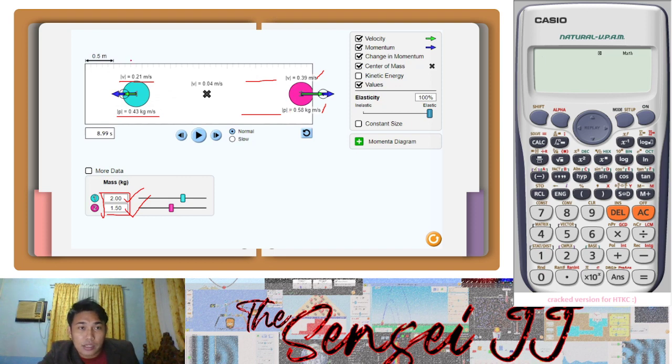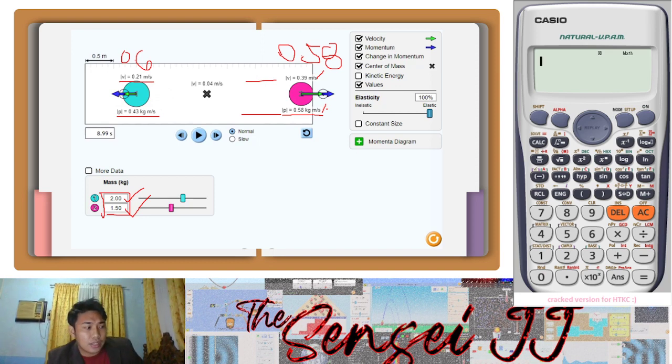This one had 0.6 momentum a while ago. Now the second object has 0.58, which means it increases. Its mass didn't increase, but the velocity increases. So the velocity changes, and if it changes, the momentum will be greater in value. So that is our elastic collision.